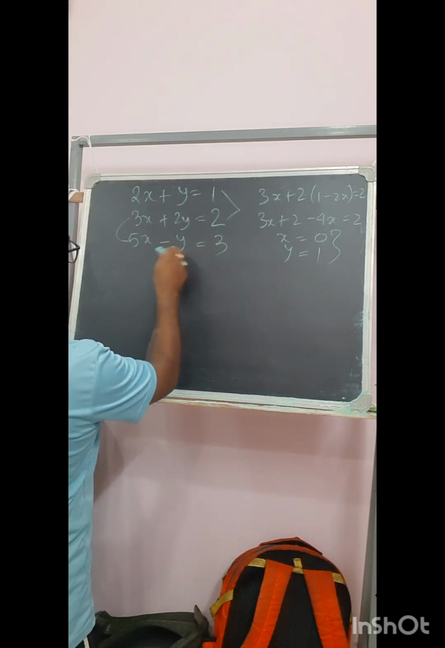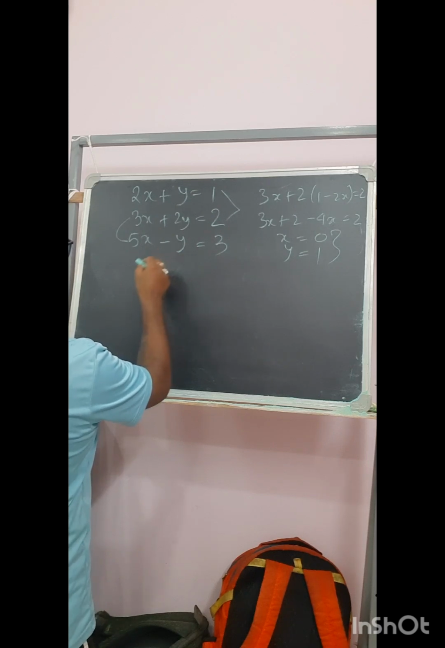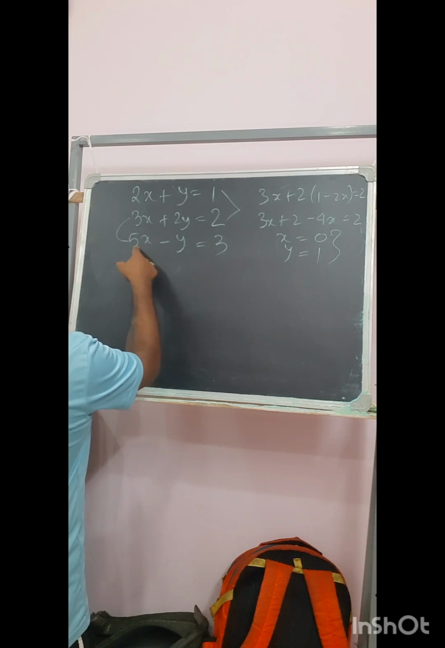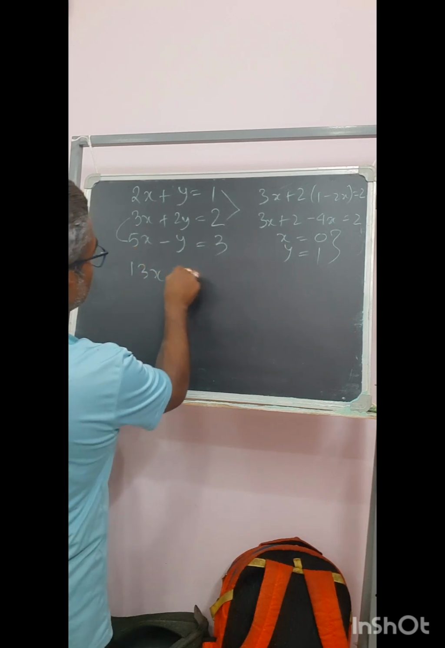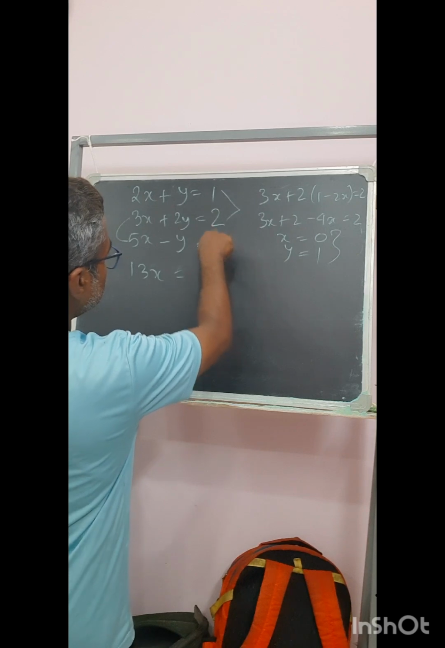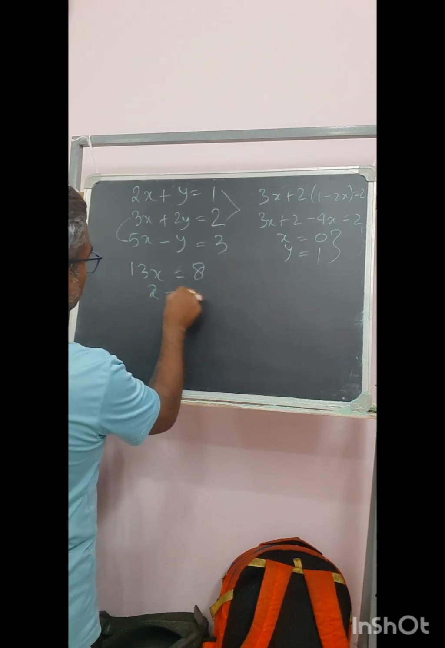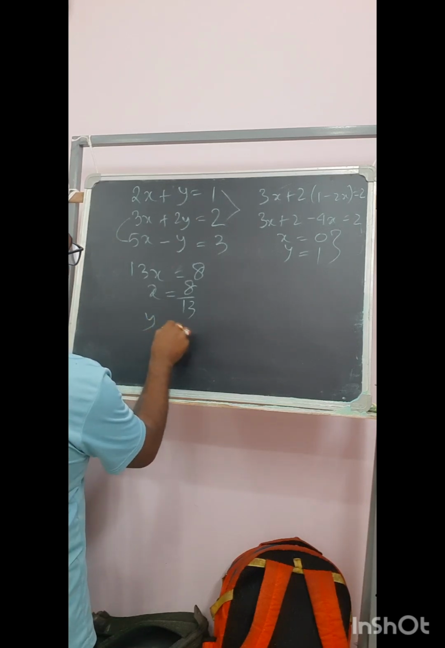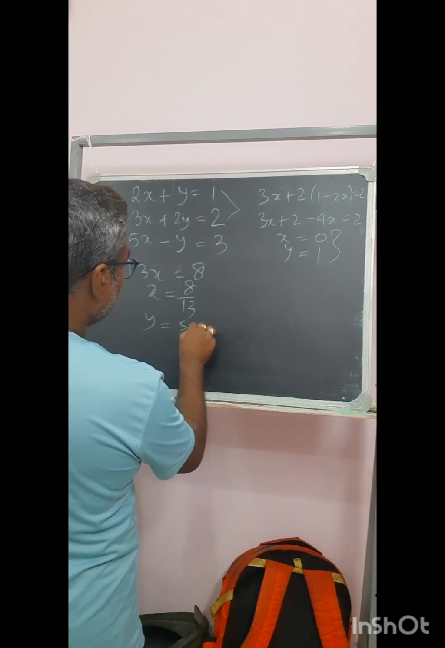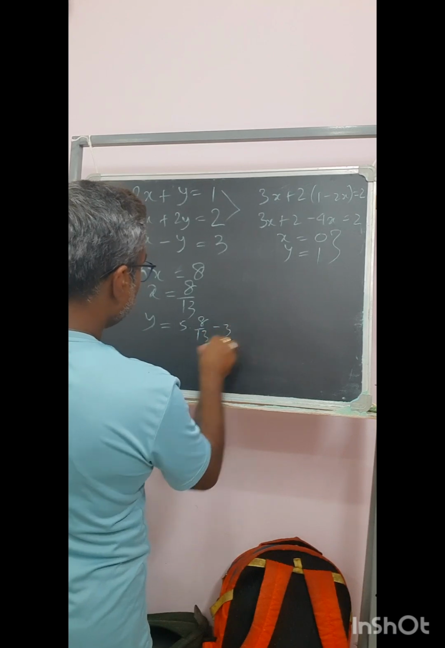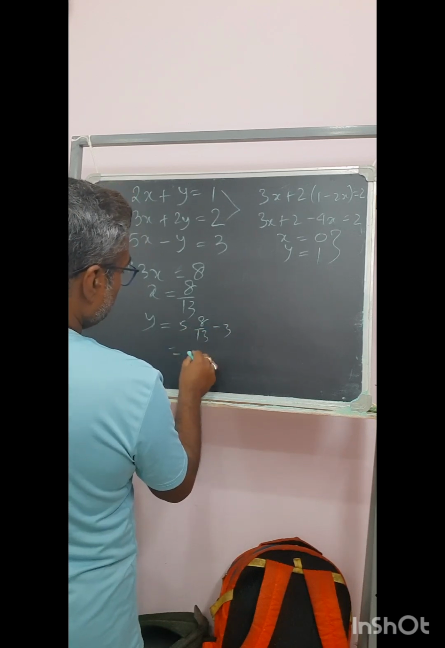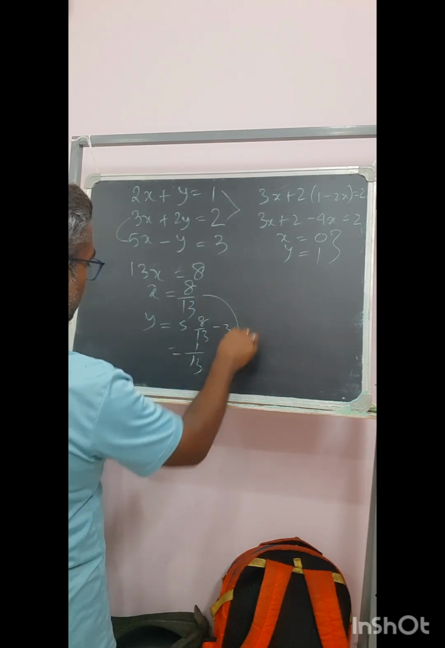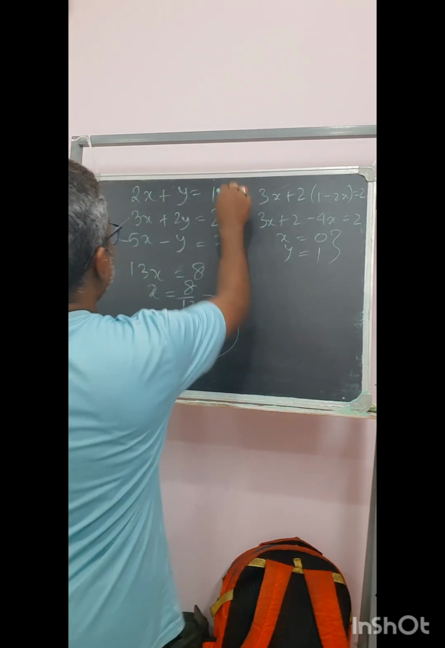Then I am calculating this one. If I multiply with 2, that will be 10 minus plus 8, 13x multiplying 2, that means is equal to 6 plus 2, 8. So x is equal to 8 by 13, and y is equal to 5 into 8 by 13 minus 3, that is equal to 1 by 13. So this is another set of values.